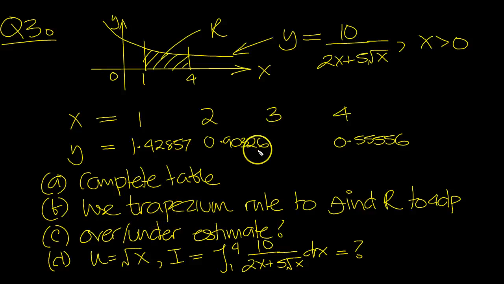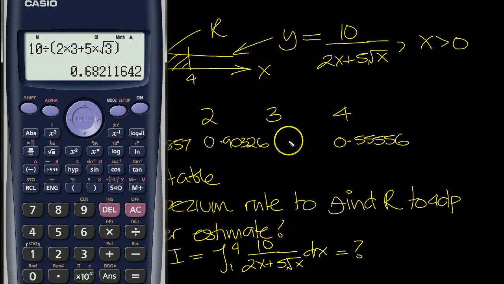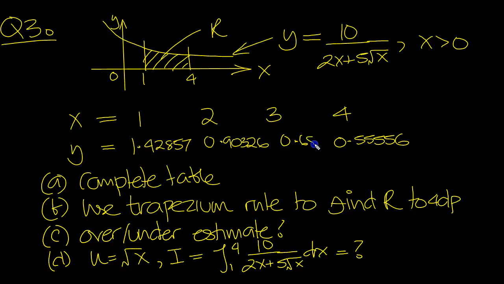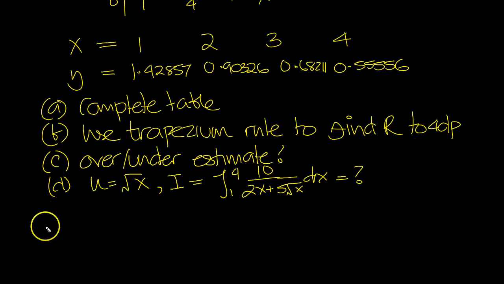Complete the table first of all for part A. Here's the function, here's the x value. So it's 10 divided by bracket 2 times x, which is 3, plus 5 times the root of x, which is 3. Outside bracket, press the equals and get the decimal, 0.68211, which seems to fit. So use the trapezium rule.